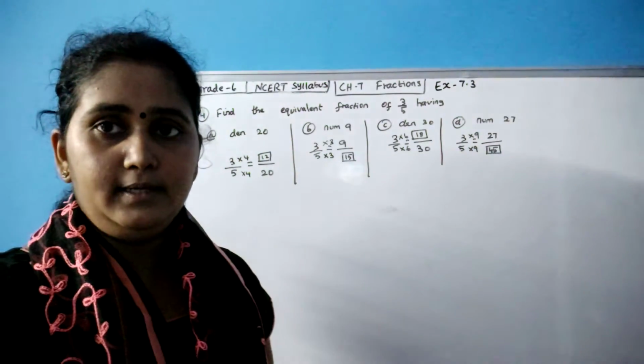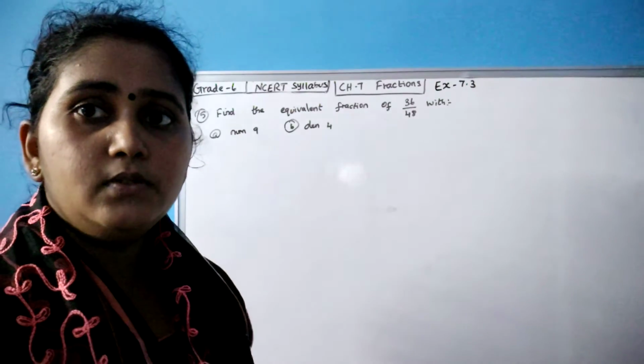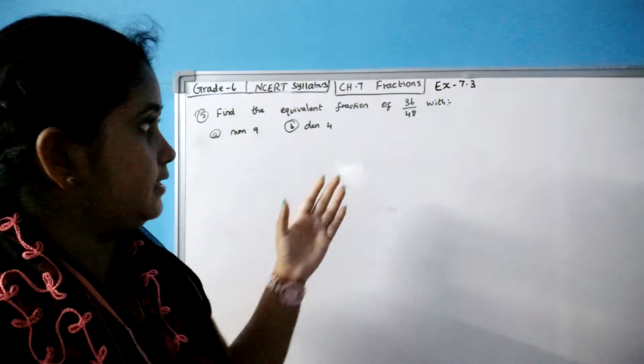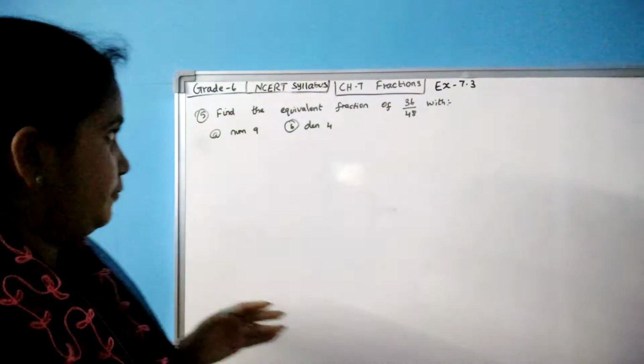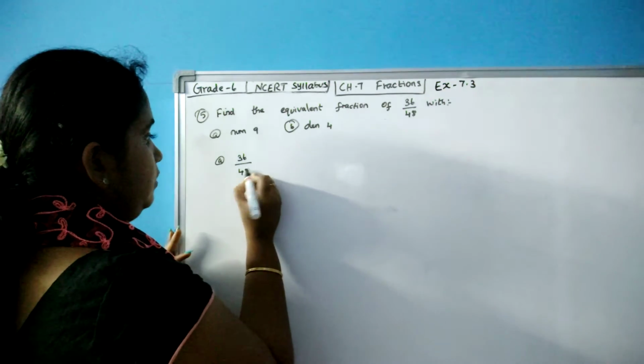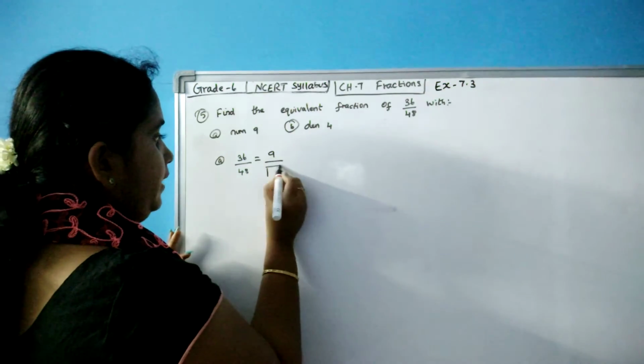Now we'll move on to the next sum. This sum is also similar to the previous sum. Instead of 3 by 5 they gave 36 by 48. Okay, let's proceed. The sum is 36 by 48 equal to numerator 9 and denominator box.